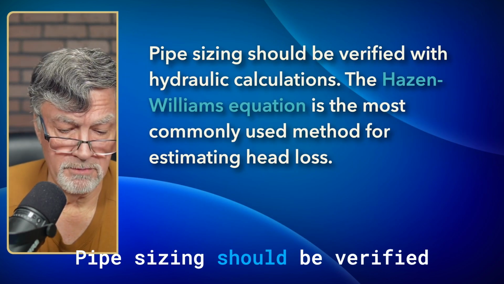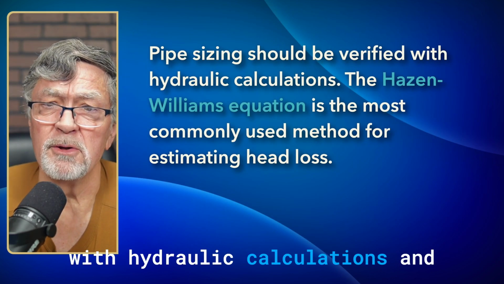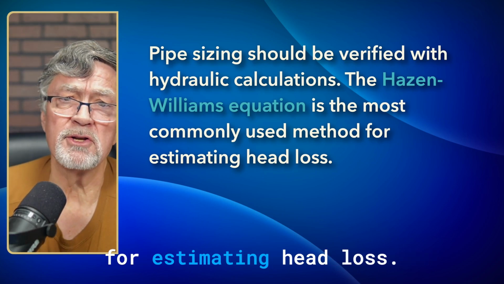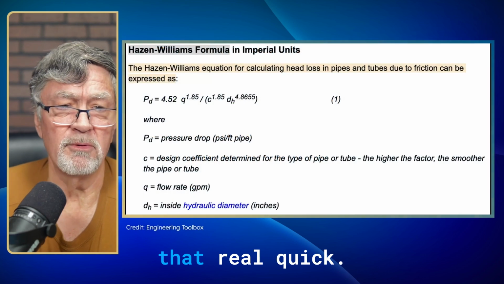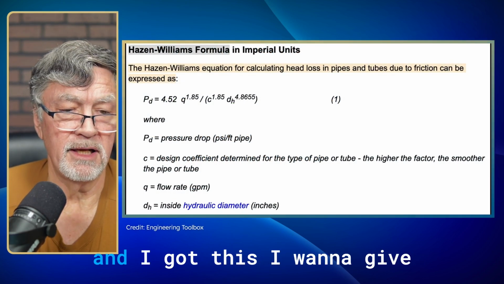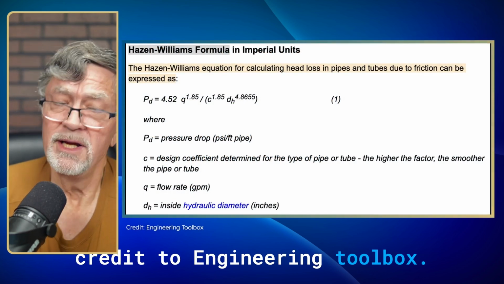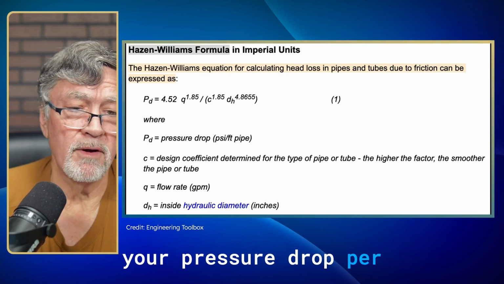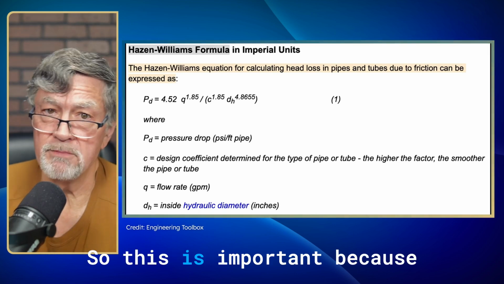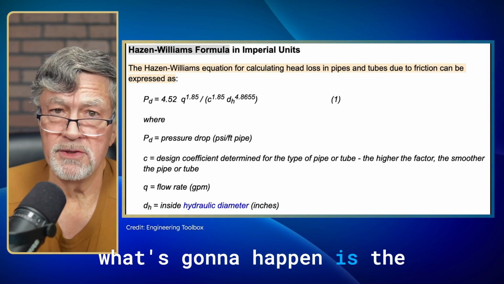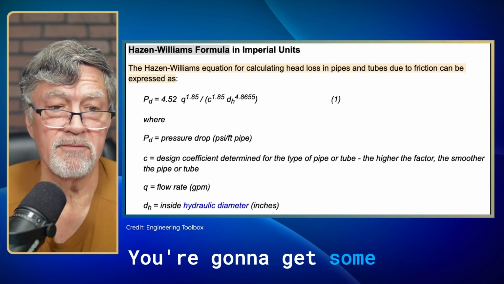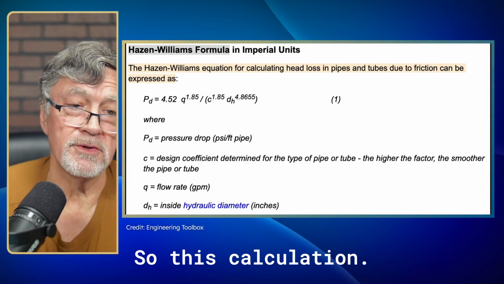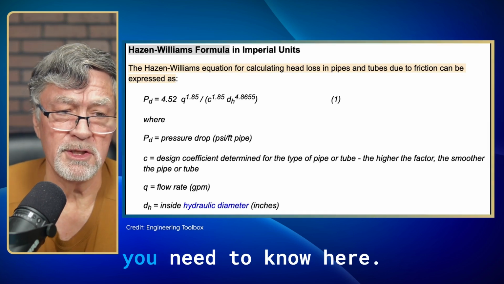Pipe sizing should be verified with hydraulic calculations, and the Hazen-Williams equation is the most commonly used method for estimating head loss. So let's look at that real quick. So the Hazen-Williams formula, and I want to give credit to Engineering Toolbox. They really had the best explanation. You're really looking at your pressure drop in PSI per foot of pipe. This is important because the pipe is going to create friction. You're going to get some friction loss in there. So you need to take this into account with your pipe sizing. So this calculation really tells you what you need to know here.